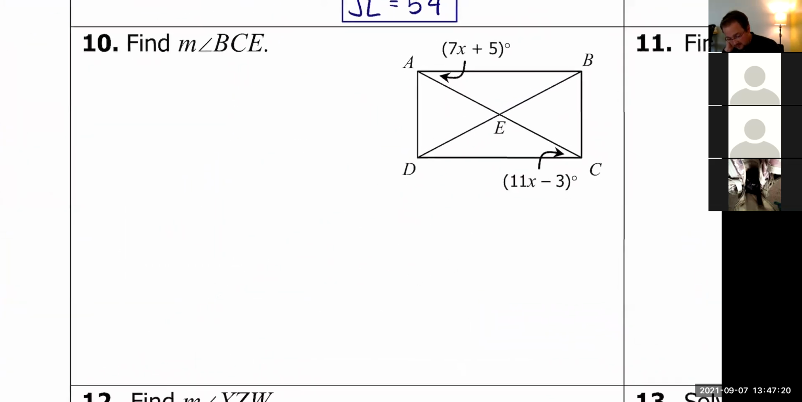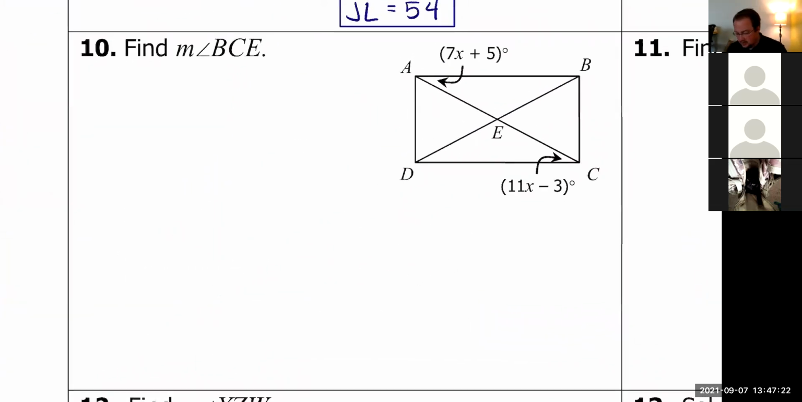Number 10, find the measure of angle BCE, which isn't even labeled here, but if I can find what X is, odds are it'll probably help. And what I've been given right now are two expressions. If you look carefully though, these are alternate interior angles, which means they should be congruent. So that means that the 11x minus 3 should equal the 7x plus 5.